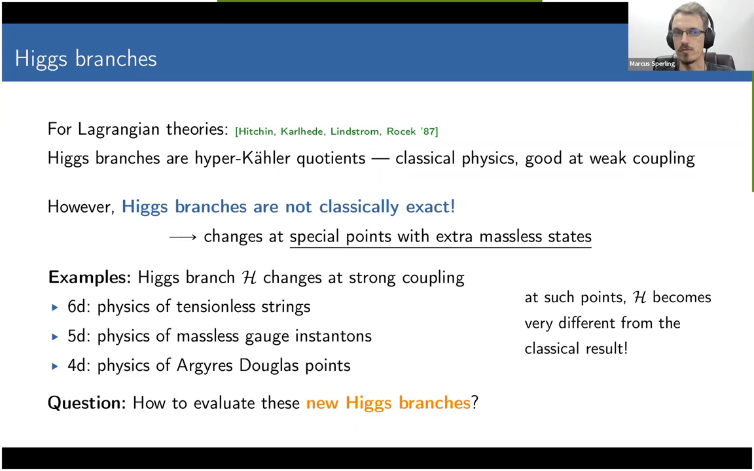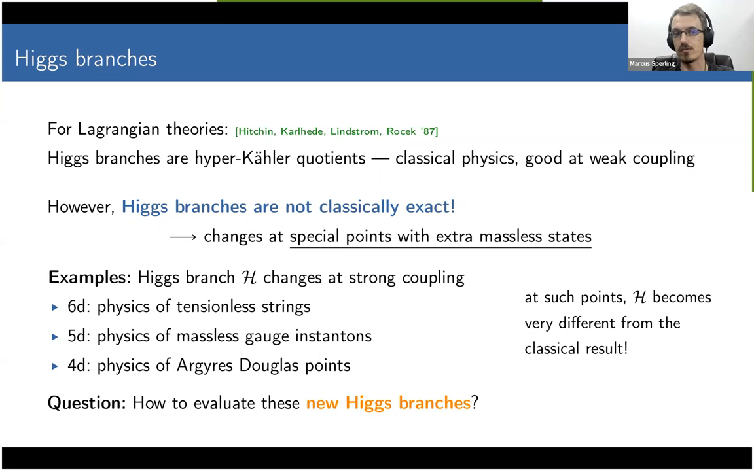But then later it turns out, with all the advances in supersymmetric theories in various dimensions, that Higgs branches are not necessarily classically exact. There is a plethora of examples where extra degrees of freedom can enter the Higgs branch spectrum at some point. Then they can completely overwhelm your classical description and give you a completely new object. And for this, we have plenty of examples.